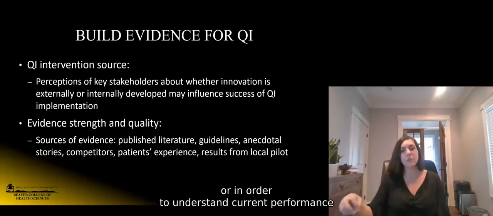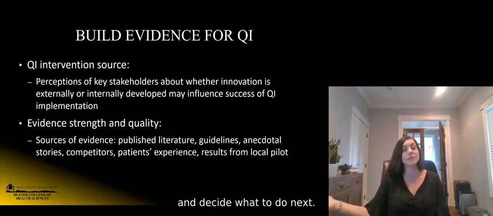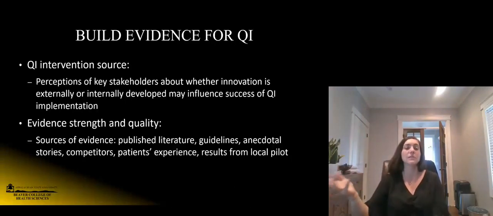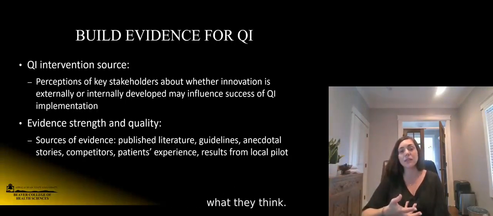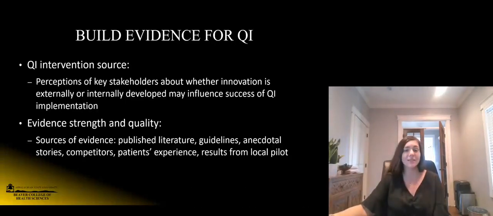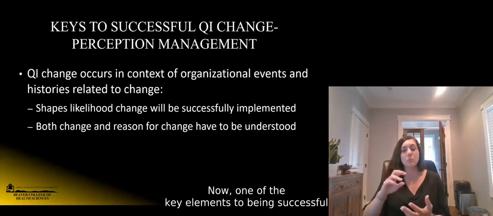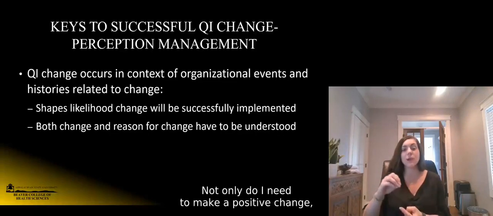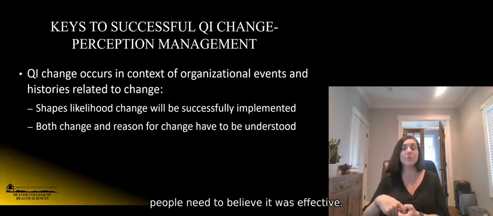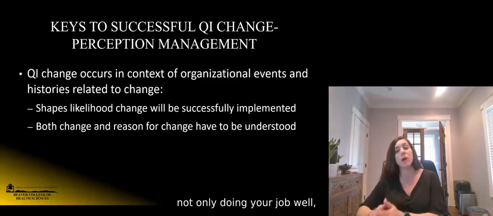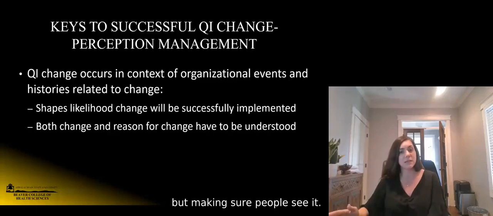Now, quite often we're trying to gather evidence and data in order to justify an intervention or in order to understand current performance and decide what to do next. And so when we're building that evidence, when we're pulling it together, sometimes we're asking our internal stakeholders what they think. Sometimes we're looking at what was successful in other organizations externally. Now, one of the key elements to being successful is perception management. Not only do I need to make a positive change, people need to believe it was effective. And that's half the battle sometimes, not only doing your job well, but making sure people see it.